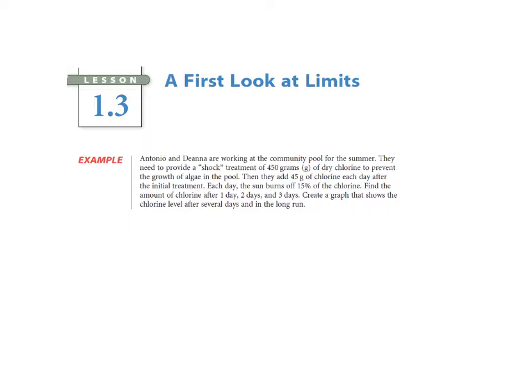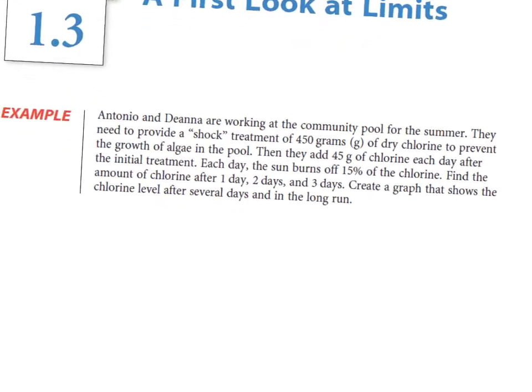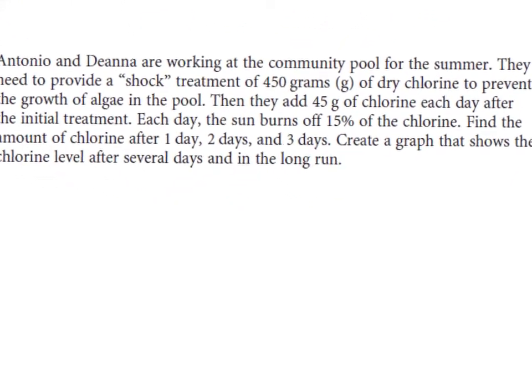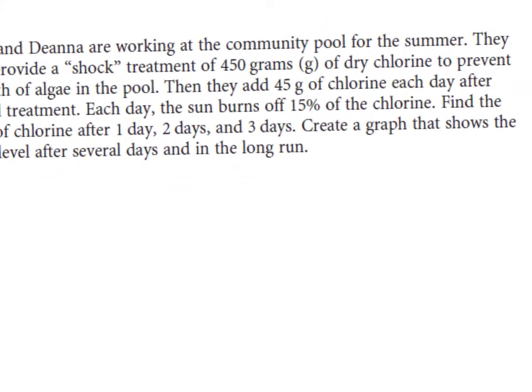They need to provide a shock treatment of 455 grams of dry chlorine to prevent the growth of algae in the pool. Then they add 45 grams of chlorine each day after the initial treatment. Each day, the sun burns off 15% of the chlorine. Find the amount of chlorine after 1 day, 2 days, 3 days, and then we are going to look at the long run value.